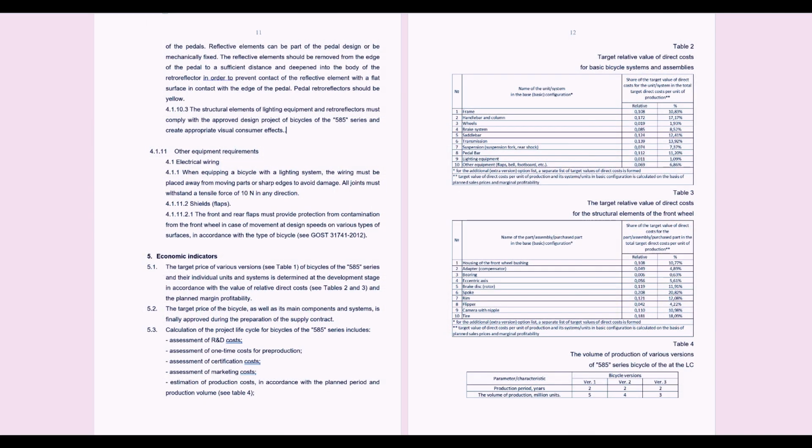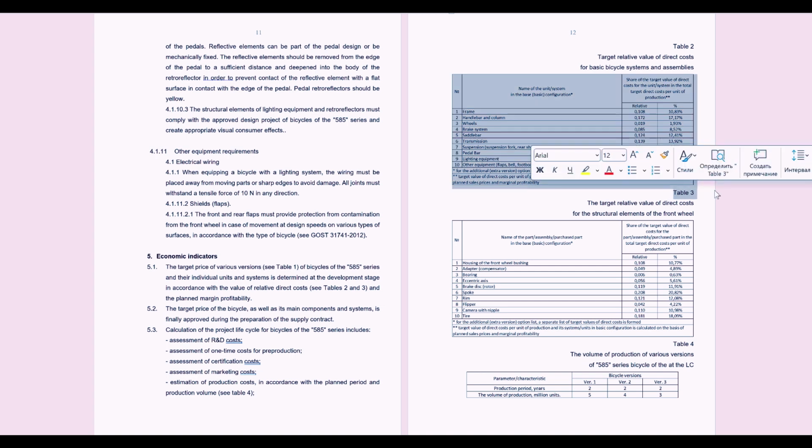In our case, in the section Economic Indicators of the technical assignment, according to GOST 15016, the values of the relative target cost and target direct cost for the main elements of the bicycle and the front wheel are entered in the form of tables. See tables 2 and 3 of the technical assignment.